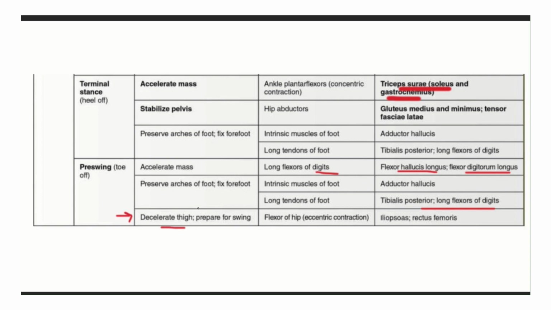So the thigh should decelerate and prepare for forward swing, or the swing phase, which we will be studying next. The muscles, the flexors of hip, like iliopsoas and rectus femoris, will be helping in decelerating the thigh, which is moving backward now, to stop it and help it to bring forward.